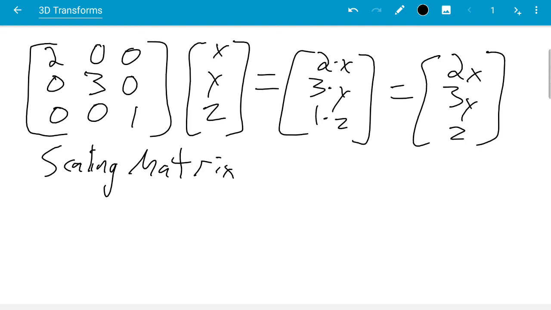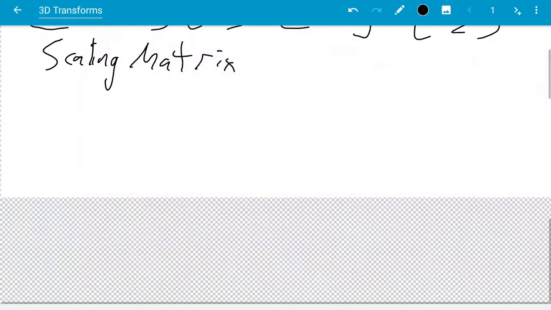Alright, so we have identity and scaling matrices. And for scaling matrices, if you want to modify these scaling factors, you just change the 2, change the 3, change the 1, or parameterize them, replace them with variables, and use those as your input. Okay, so let's talk about rotation. Let's get into that.